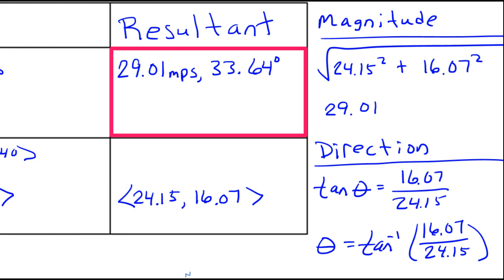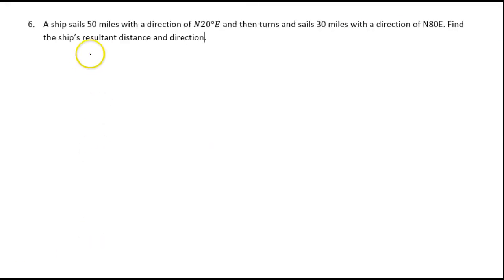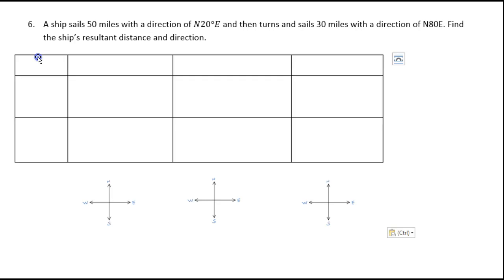Okay, let's look at the next problem. A ship sails 50 miles with a direction of north 20 degrees east, and then turns and sails 30 miles with a direction of north 80 degrees east. Find the ship's resultant distance and direction. Well, it's time to get organized. Bam! You're definitely going to want to use a chart like this.